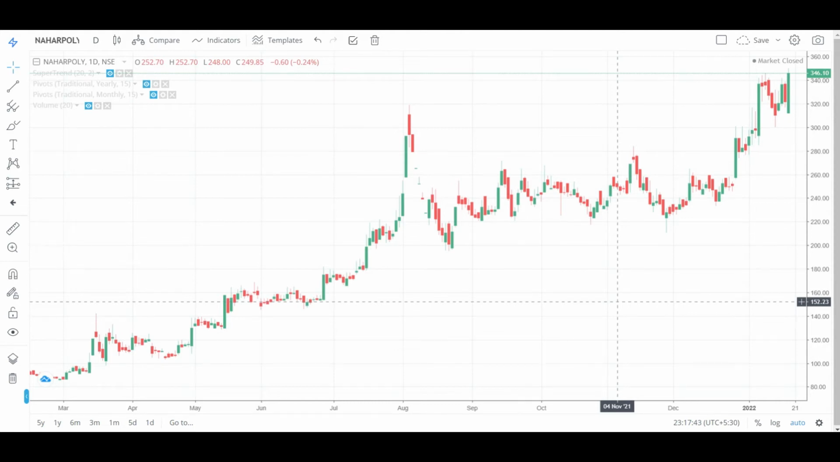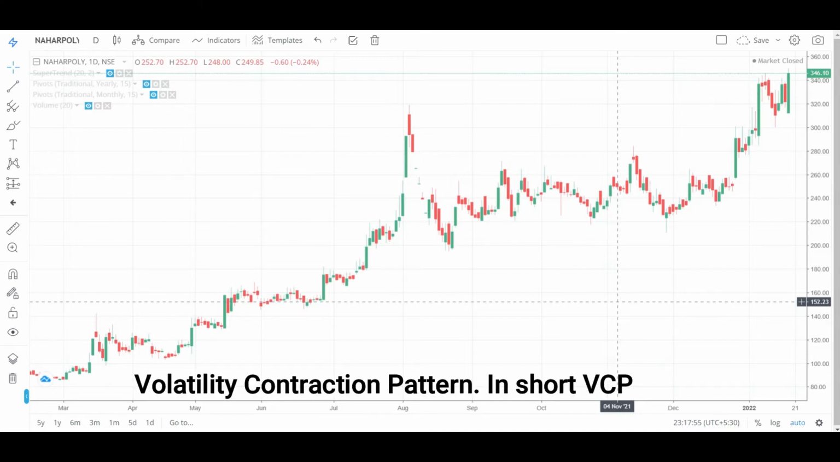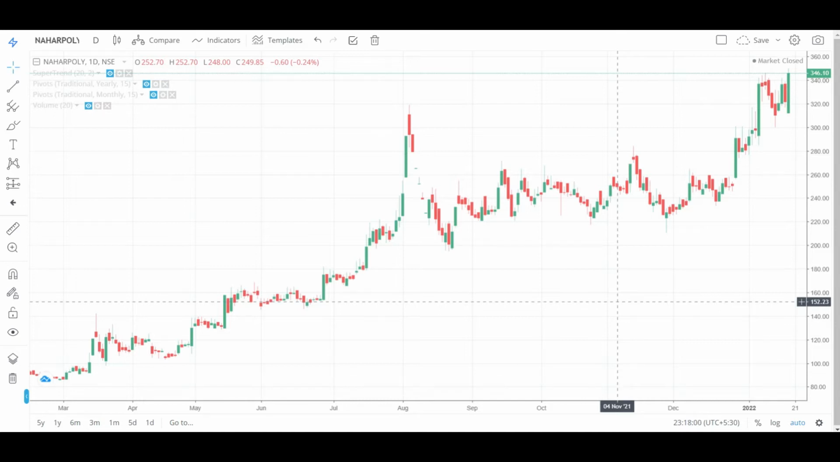So today I will explain the volatility contraction pattern. Instead of saying volatility contraction pattern, I might sometimes use VCP. It is the short form of volatility contraction pattern. The volatility contraction pattern was popularized by Mark Minervini. You know Mark Minervini, he is a two-time US investing champion. You can read the book Think and Trade Like a Champion by Mark Minervini to know about the volatility contraction pattern.